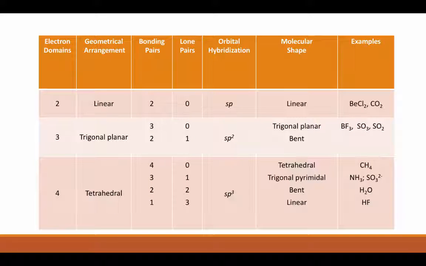Here's a table summarizing what we just looked at. Note that you can always predict the orbital hybridization based on the geometrical arrangement around the central atom.